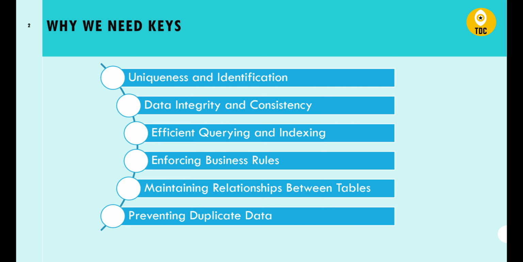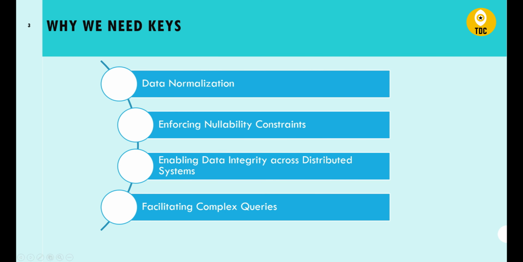And a few more we have. There is data normalization also, which is supported by the keys. Keys support the normalization process, which reduces the data redundancy by organizing the data into different related tables. By breaking data into smaller related tables and using the keys to connect them, we can avoid storing duplicate data. So normalization is a different topic altogether, where we split the bigger table into smaller tables to avoid the duplications.